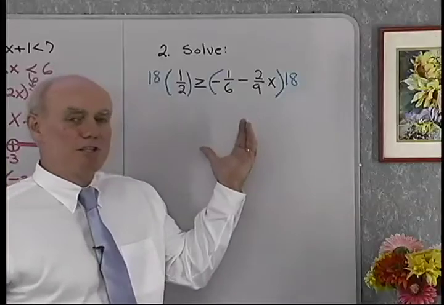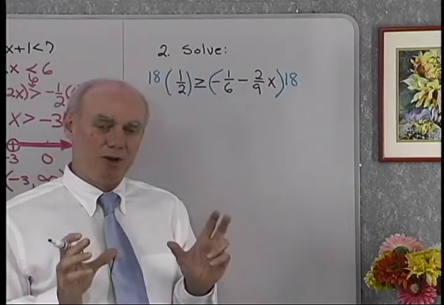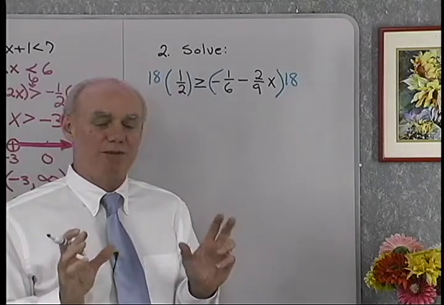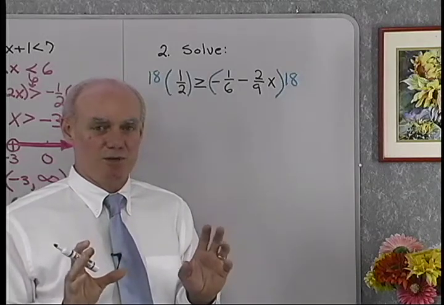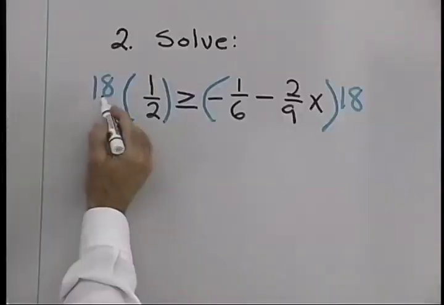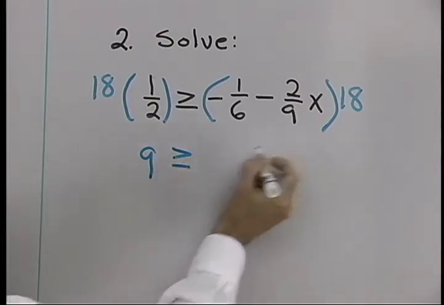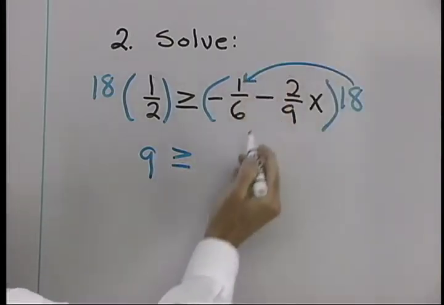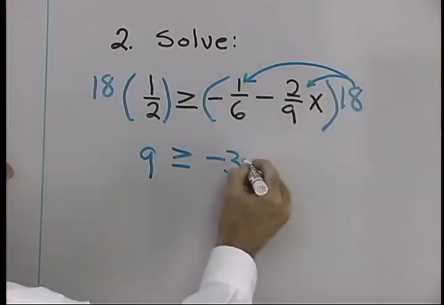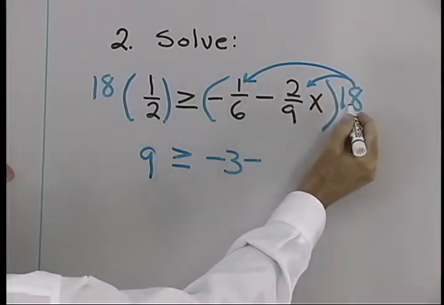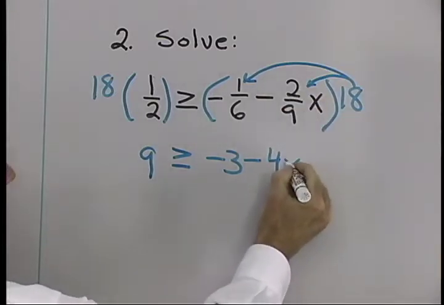Now, 18 is a positive number, so I don't have to worry about reversing the direction of the inequality symbol. Anytime I multiply both sides by a positive number or divide both sides by a positive number, the inequality always points in the same direction it was pointing. Let's continue. 18 times 1/2 is going to be 9, greater than or equal to, now 18 times negative 1/6 will be negative 3. 18 times 2/9, 9 will divide into 18 twice, times 2 is 4, times x is 4x.